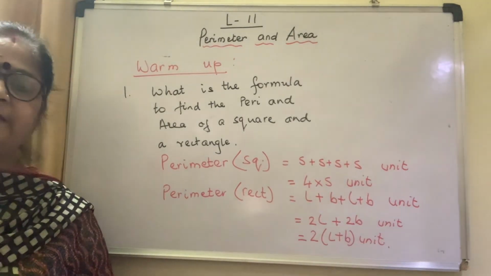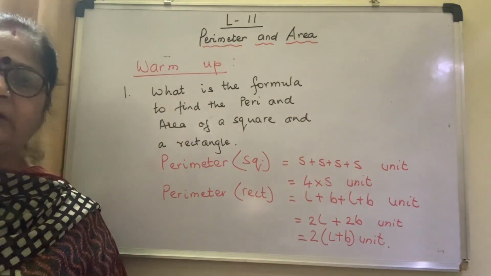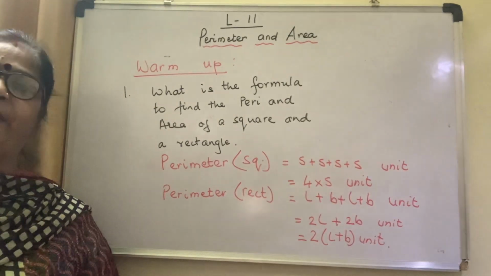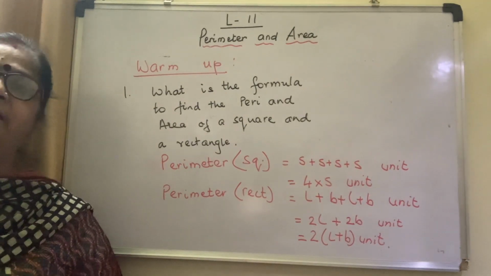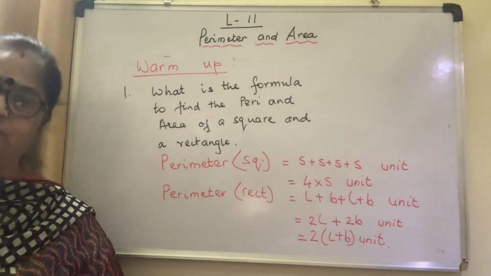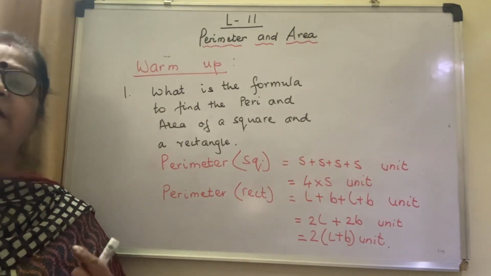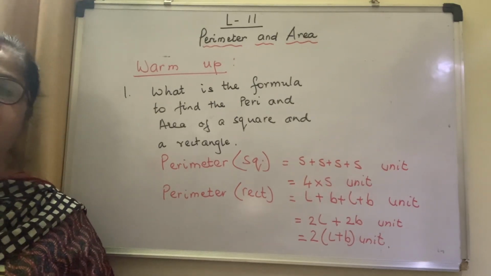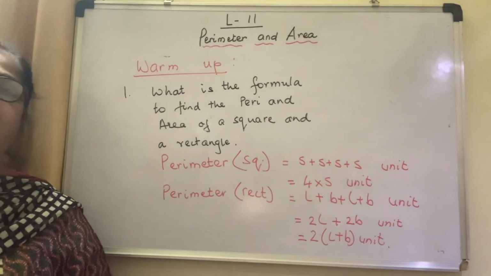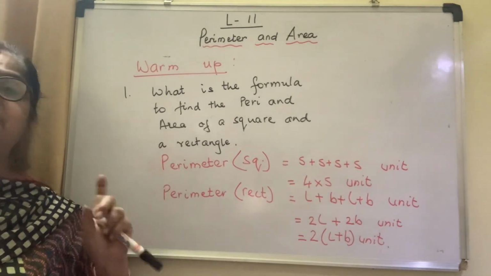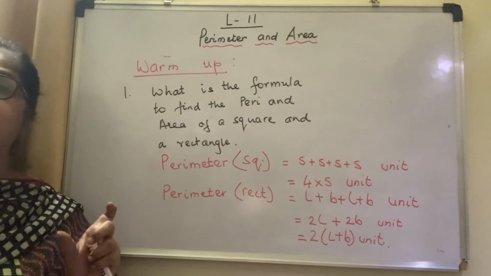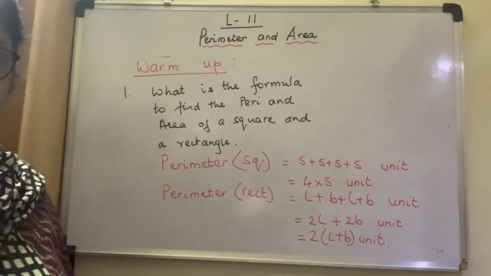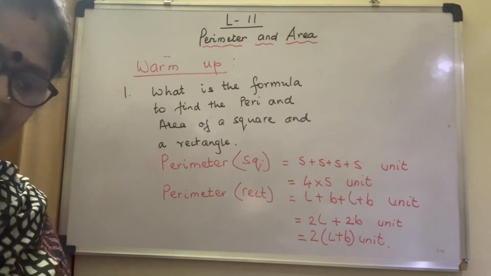Remember, perimeter is total boundary of a closed figure. So perimeter, you add the measures of the boundary. If the measures are separate, add them. If the measures are same, find out how many boundaries are there and multiply with that. So always remember, perimeter is the sum total. That is why we get perimeter by adding. Okay. Now, area.